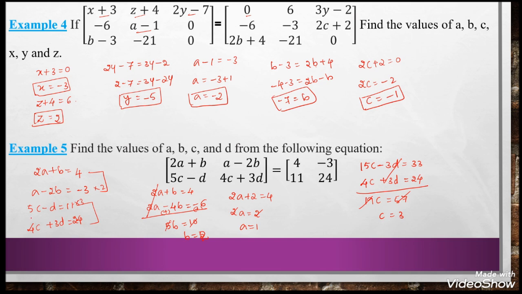Substitute any value in the equation. Okay. Then 5 into c minus d is equal to 11. 5 threes are 15. Minus d is equal to 11. So d value becomes 15 minus 11. Okay. The values are a is equal to 1, b is equal to 2, c is equal to 3, and d is equal to 4.